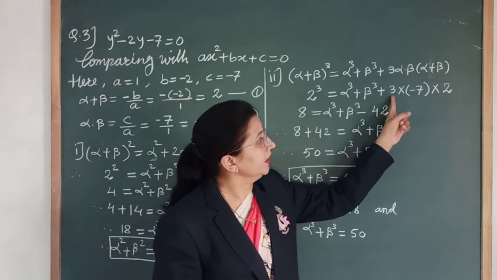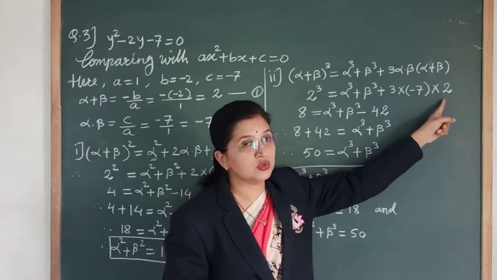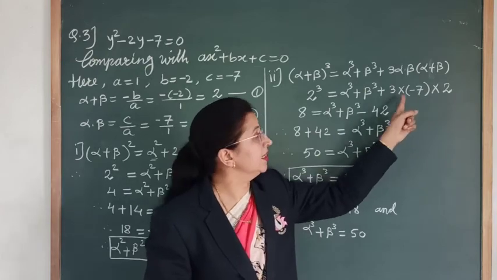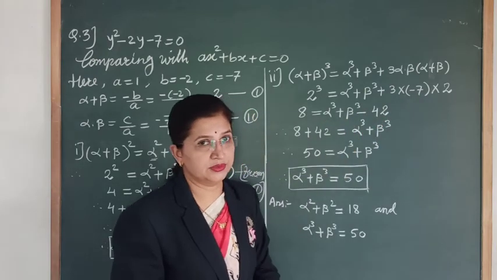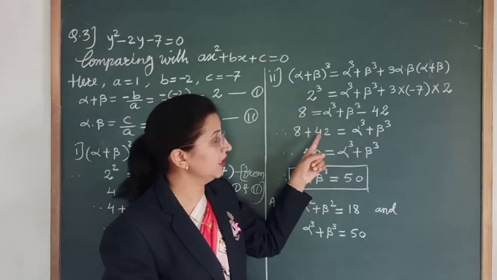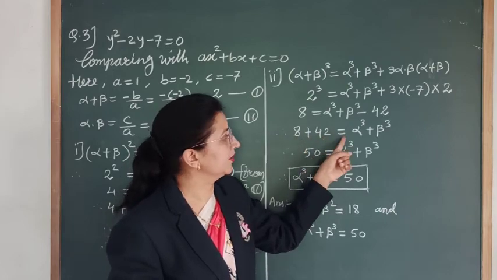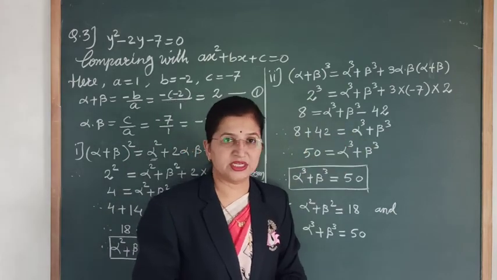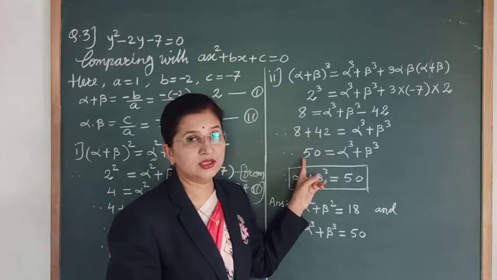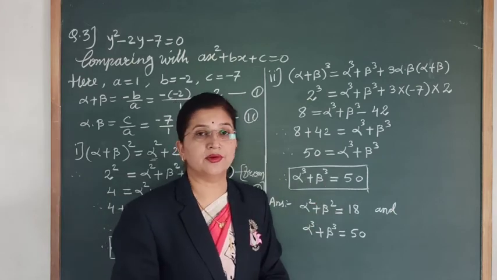Now here 3 into negative 7 into 2. 3 twos are 6, positive 6 into negative 7. The product of different signs is negative, that is negative 42. Now here 8. Let's take this negative 42 to the LHS, and it will become positive. So 8 plus 42 is equal to alpha cube plus beta cube. 8 plus 42 is 50. In this way we got the value of alpha cube plus beta cube as 50.